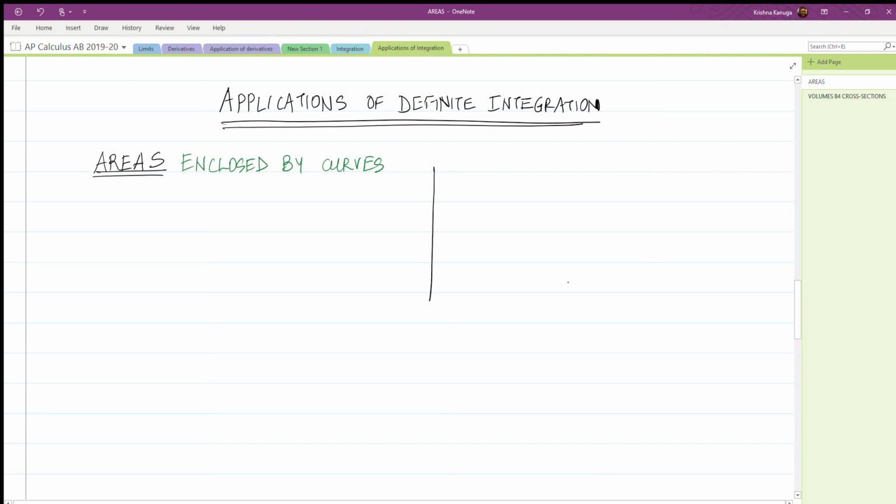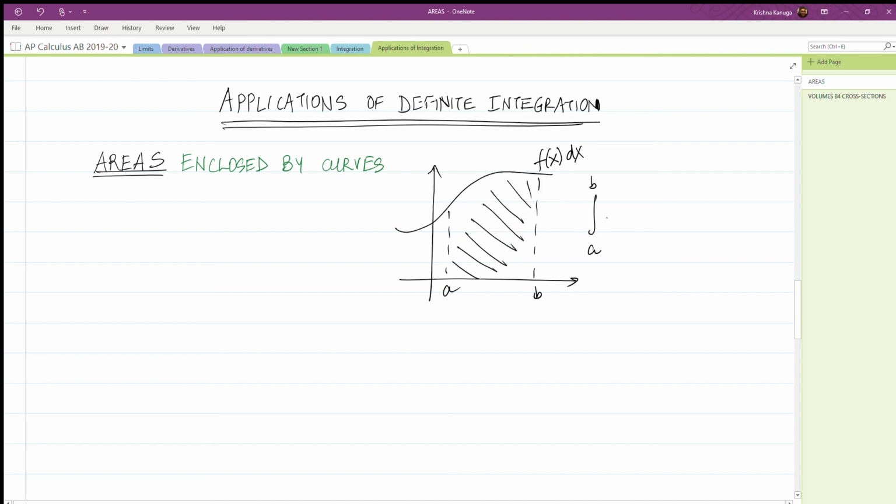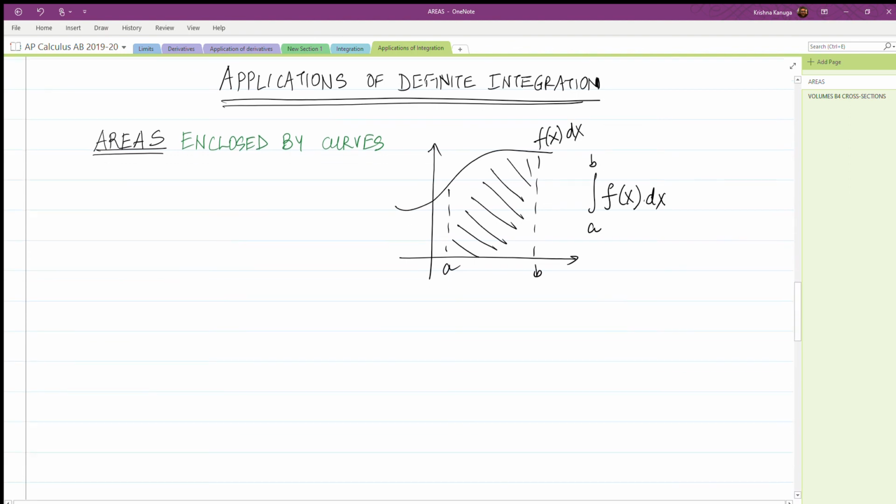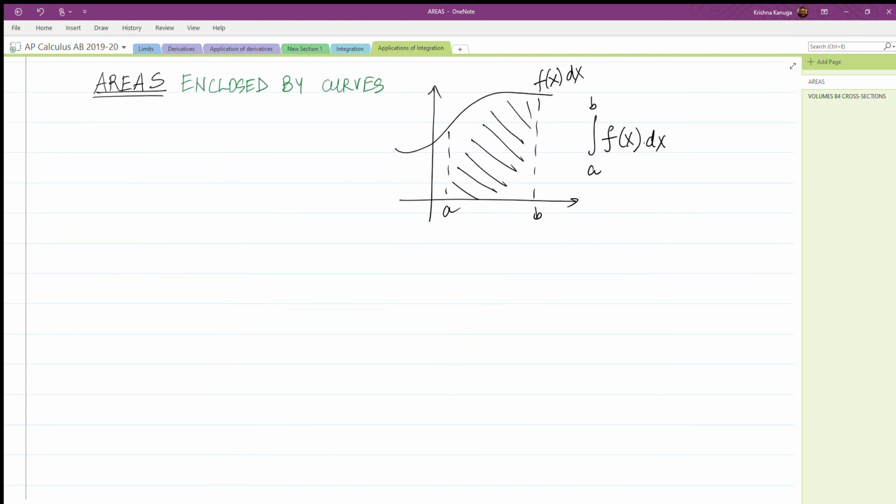x-axis. So for example, if you're given a simple curve, let's say some curve f of x, and we intend to find the area enclosed by the curve and the x-axis, we know that we can do this very easily by evaluating the integral of the function f of x with respect to x within the limits a to b.